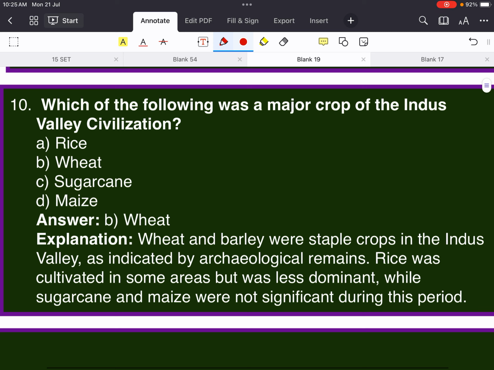Question number 10. Which of the following was a major crop of the Indus Valley civilization? That is wheat, option B. Wheat and barley were staple crops in the Indus Valley civilization, as shown by archaeological remains. Rice was cultivated in some areas but was less dominant, while sugarcane and maize were not significant during this period.